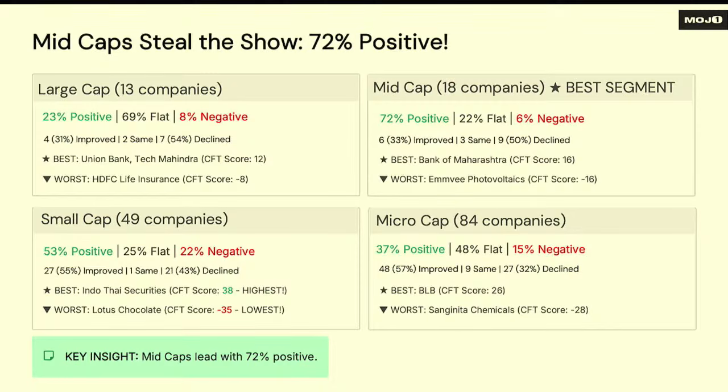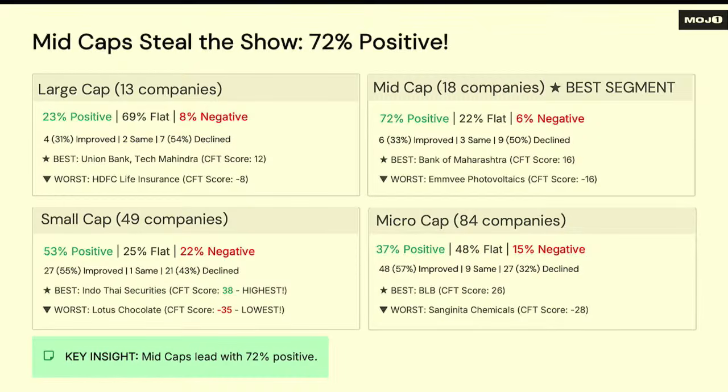Let's move on to mid cap. The best is Bank of Maharashtra with a CFT score of 16. And the worst is a company by the name of MV Photovoltaics with a CFT score of -16.